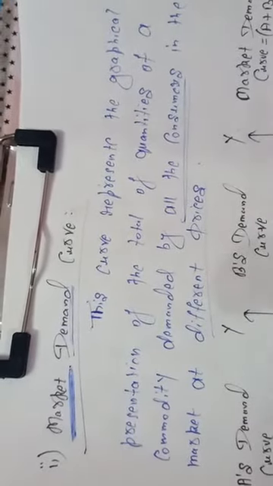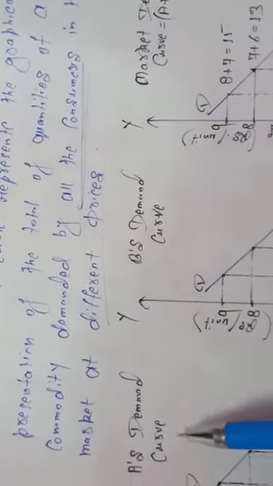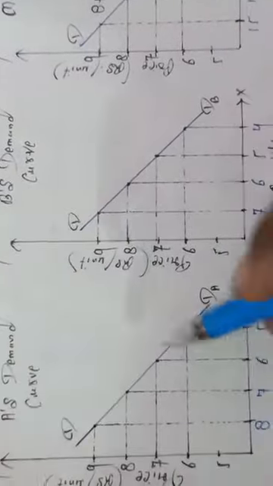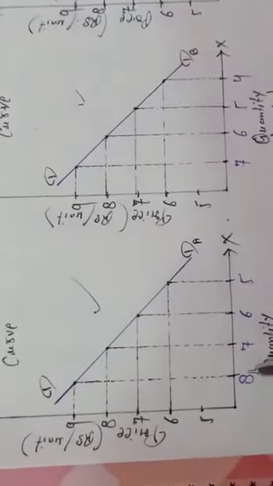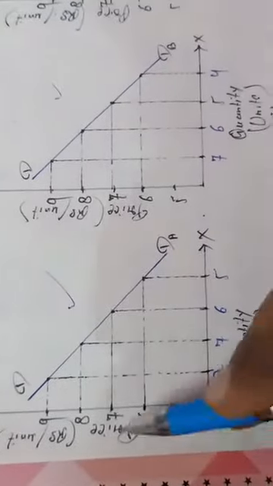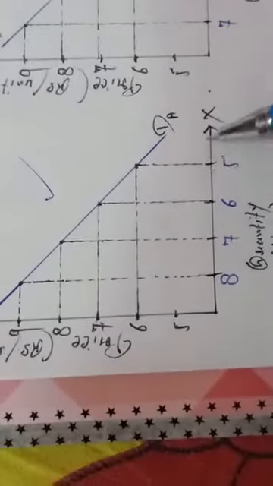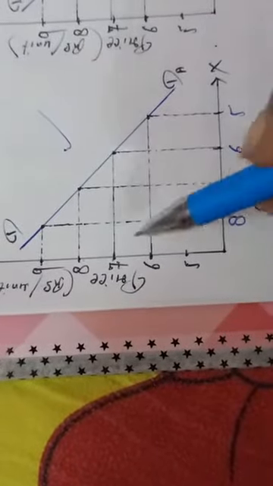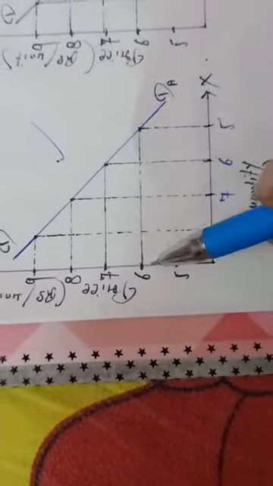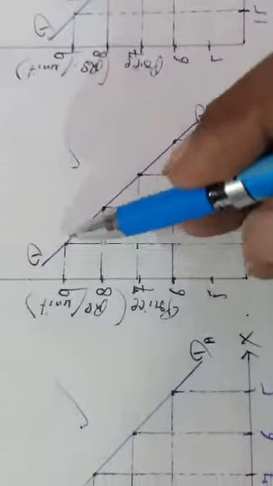Clear? For our easiness, I have divided the market into two consumers, A and B. This is the demand curve for A, this is the demand curve for B, and this is the demand curve for market. This is the combination of A and B. So here on the x-axis quantity, on the y-axis price. Okay, let us look at A. A's demand is 8, 7, 6, 5. When price is 9, demand is 8. Price is 8, demand 7. Price 7, demand 6. Price 6, demand 5. In the case of B, price 9, demand 7.